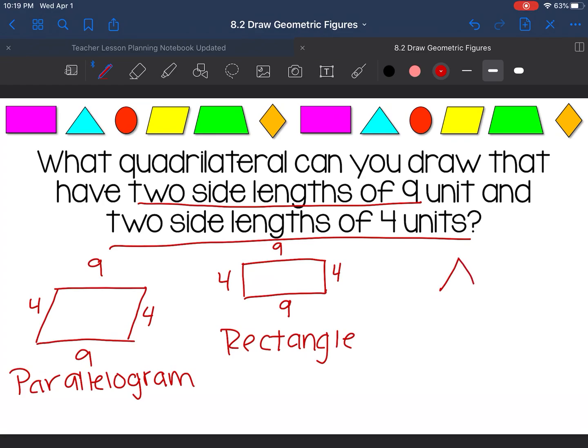Ooh, hopefully you remember this one. All right, don't judge my drawing, guys. I'm doing the best I can. What shape is that? A kite. So what quadrilateral can you draw that have 2 side lengths of 9 and 2 side lengths of 4? You could draw a parallelogram, a rectangle, or even a kite.